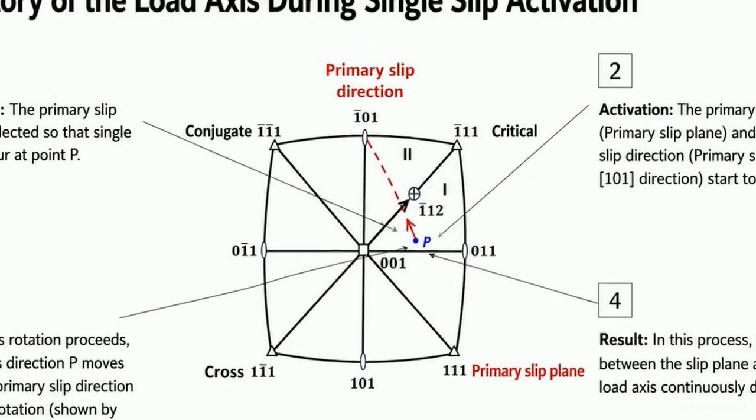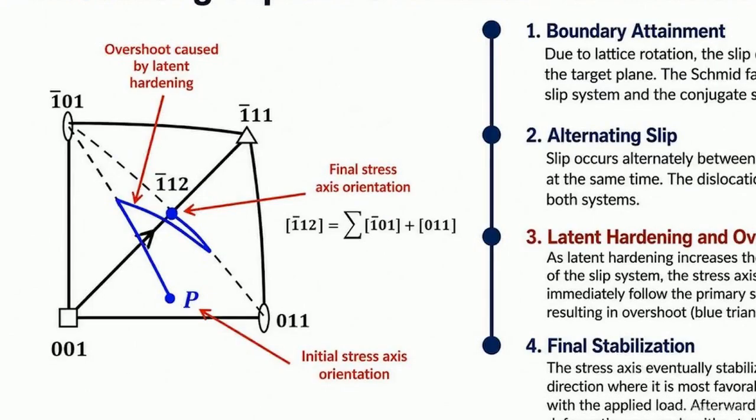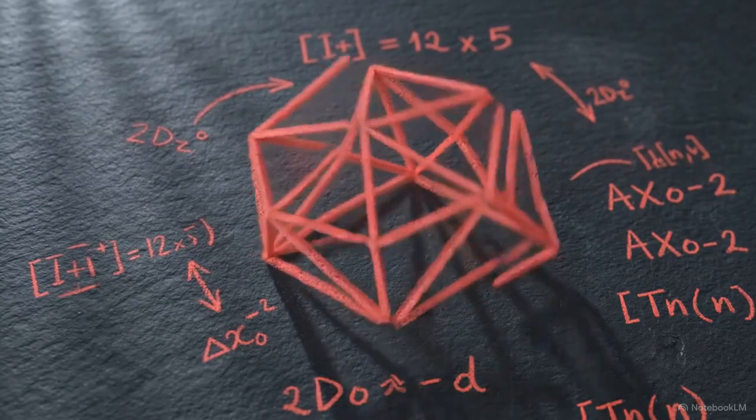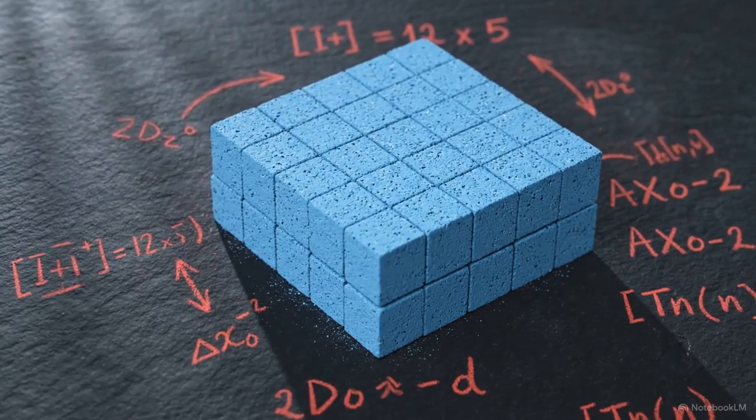As rotation proceeds, point P migrates along a great circle path toward the primary slip direction. When the load axis reaches the symmetry line, Schmid factors for primary and conjugate slip systems equalize, triggering alternating slip. This active primary slip increases conjugate resistance, a latent hardening that forces the load axis to overshoot the boundary before stabilizing. Internal friction and latent hardening dynamics fundamentally alter the expected trajectory paths before a deforming crystal achieves structural stabilization.